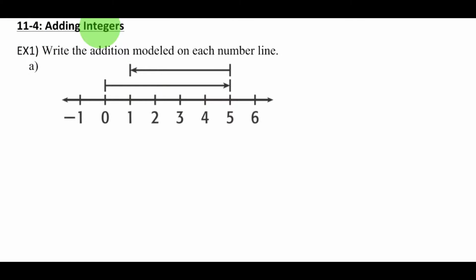Today we're looking at adding integers, and in this first example it asks us to write the addition modeled on each number line. So let's go ahead and just highlight that keyword addition, because I want you guys to think addition in just a second. But before we get into this model below, what I want to do is just get a small circle drawn up on the screen. And this small circle is going to represent an integer chip, and we use integer chips when dealing with adding positive or negative numbers together.